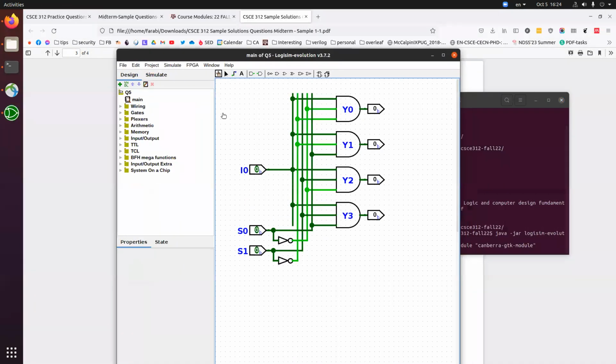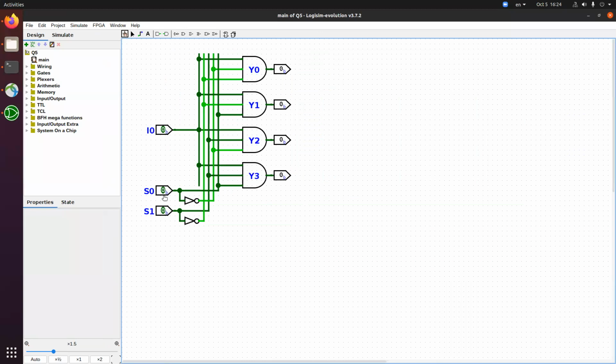So this is the circuit. As you can see, if I select 1, 1, then output 3 would be selected. If I select 1, 0, then output 1 would be selected. If I select 0, 1, then output 2 would be selected. And that's how it works overall. If I select 0, 0, output 0 will be selected. So what is the output? The output should be whatever we have here. So I0 is the input. As you can see, Y0, that's 1. And now if I do 0, 1, this one should be 1. If I do 1, 0, this one should be 1. And if I do 1, 1, this should be 1. That's how it's supposed to be. So this is the 1x4 demultiplexer.